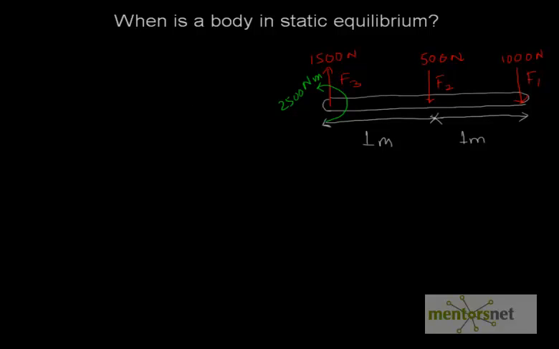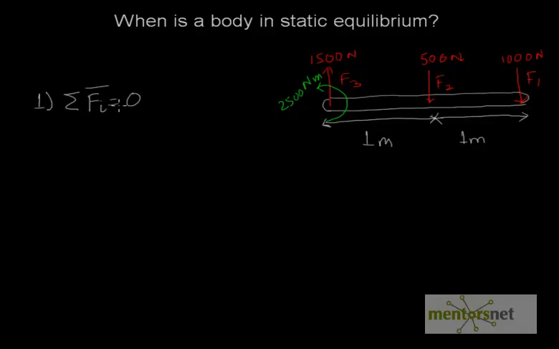So how can we say whether this body is in static equilibrium or not? Now there are two principles which govern when a body is in static equilibrium or not. The first principle says that sigma Fi is equal to 0. This basically means that the sum of all forces on the body should be equal to 0. And this is a vector sum, as indicated by the bar on top.